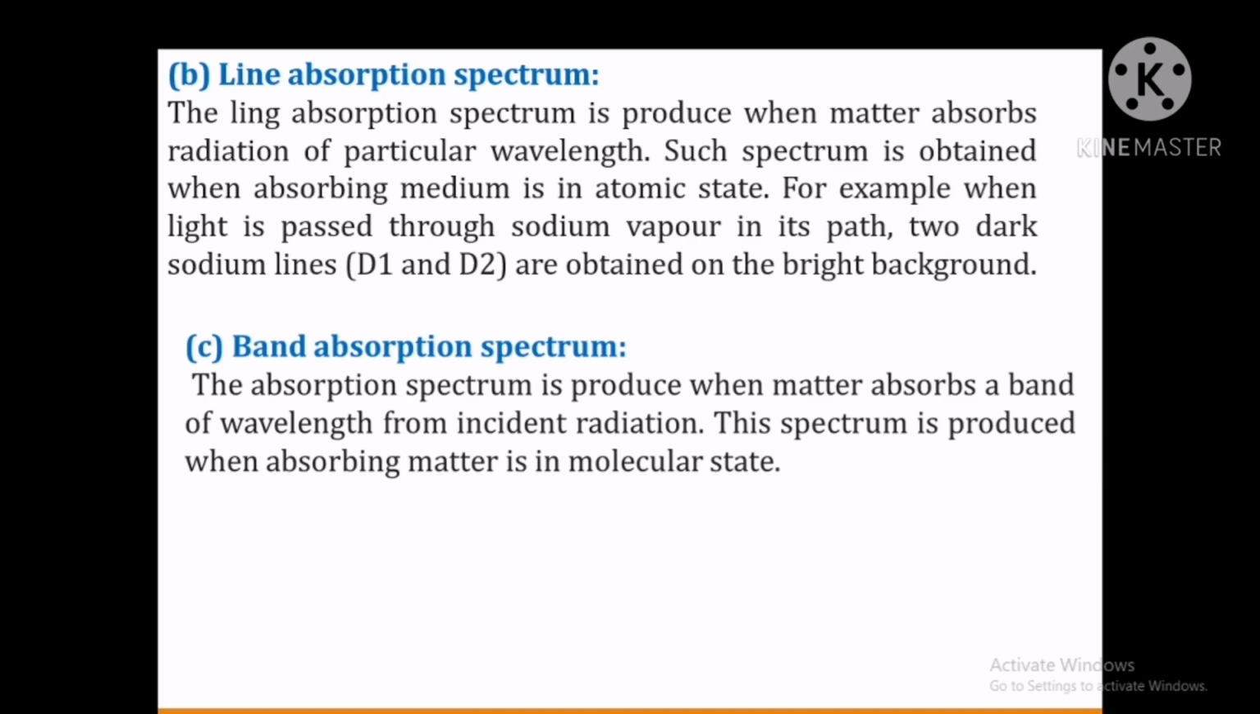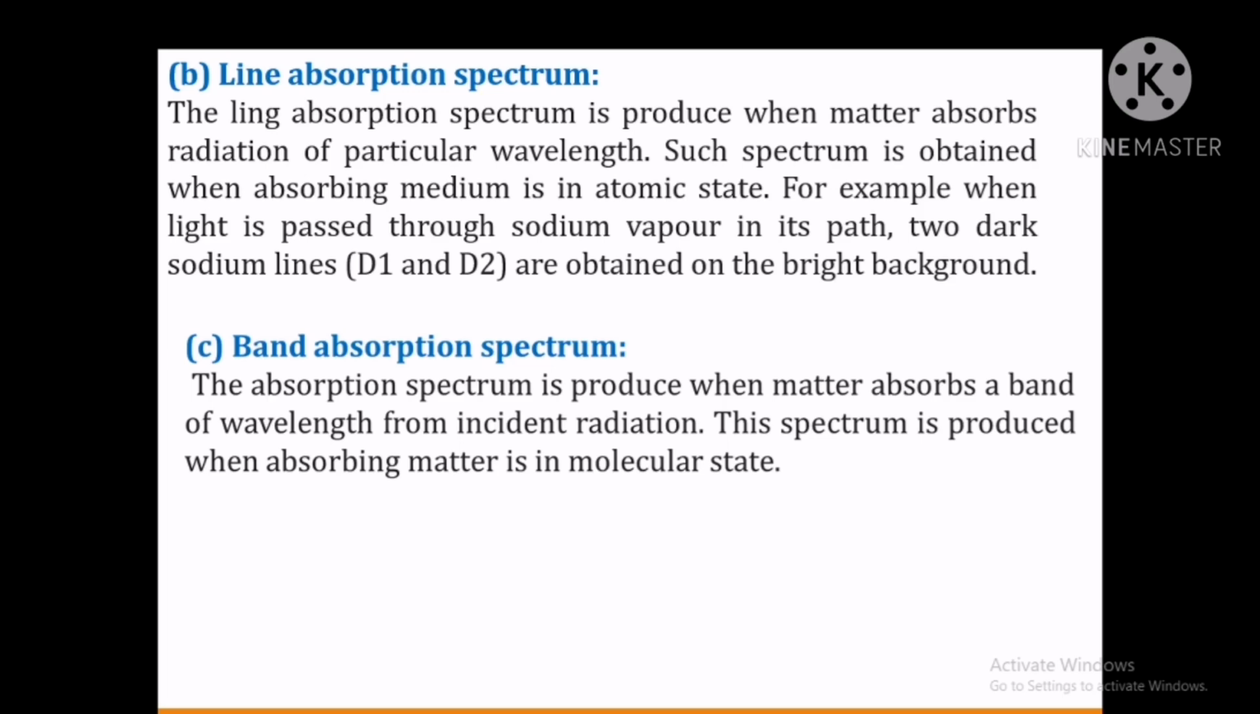Second is line absorption spectrum. The line absorption spectrum is produced when the matter absorbs radiation of particular wavelengths. Such a spectrum is obtained when the absorbing medium is in the atomic state. For example, when light is passed through sodium vapor, two dark sodium lines D1 and D2 are obtained on the bright background.